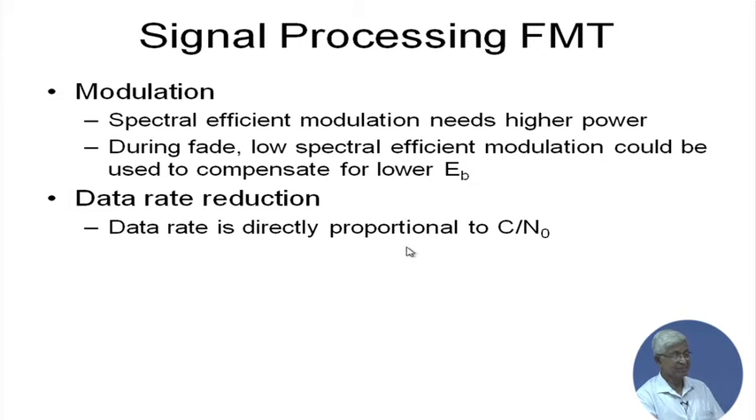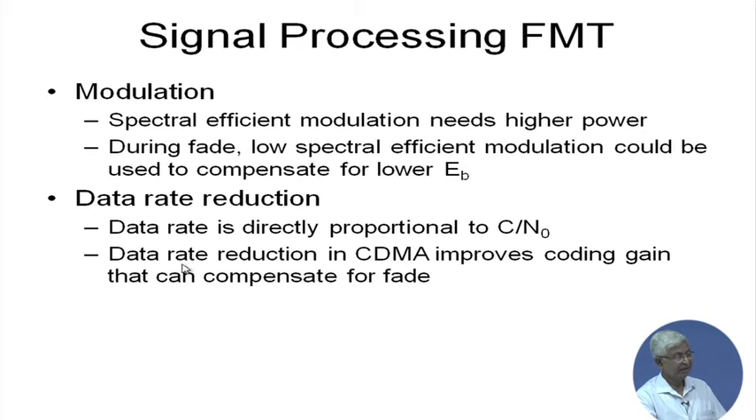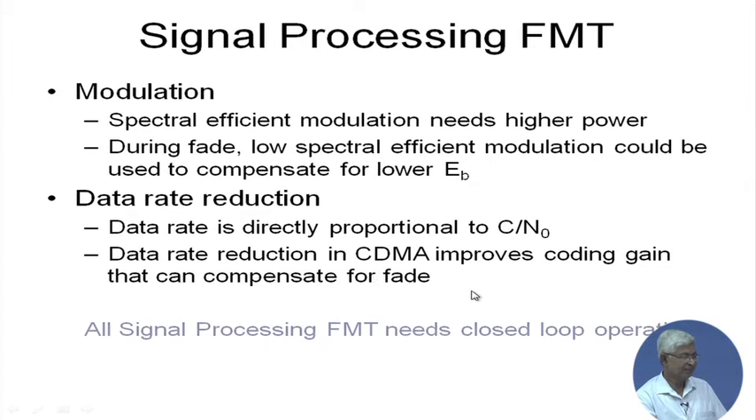So data rate is directly proportional to the C by N naught, and data rate reduction obviously gives certain gain in the CDMA, that is code division multiple access. I hope some of you have studied this, otherwise we will see this one when we talk about multiple access techniques. There the data is spread using a code, and the advantage is coding gain. What we get depends on how much is the spread divided by the data rate. So if you reduce the data rate, your gain increases. So coding gain can increase, and that can compensate for fade. So CDMA technique can be used.